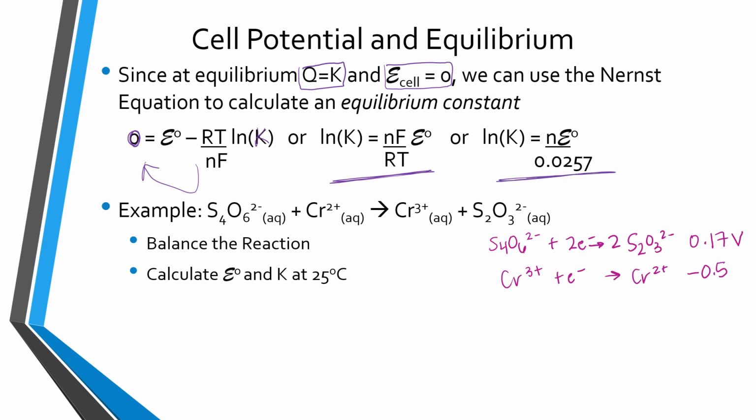Okay, so I'm given this example. I have this redox reaction. I have my 2 half reactions with their standard cell potentials. Now, the first thing I have to do is balance the equation.